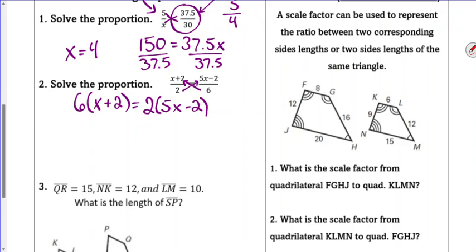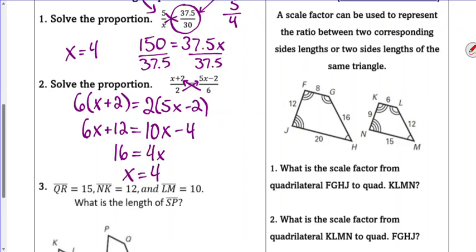6 times x plus 2 is 6x plus 12. 2 times 5x minus 2 is 10x minus 4. And then we're just going to keep solving from there. I would add the 4 over and subtract the 6x over, and then divide by 4 in the last step to find that x is actually, again, going to be 4.